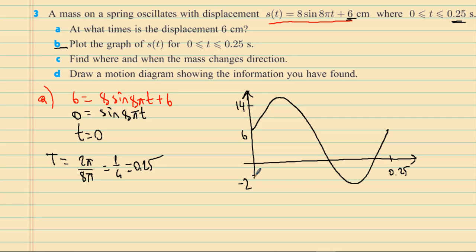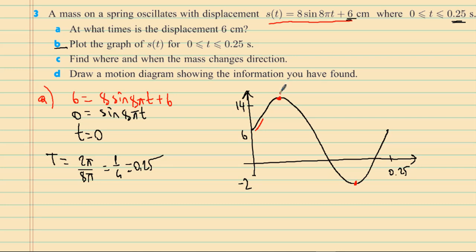Find where and when the mass changes direction. From the picture, if you notice, you go first upwards. At this point, you change the direction. You go down, and at this point, you change the direction again. You go down, then you go up with the displacement. So what are these points?